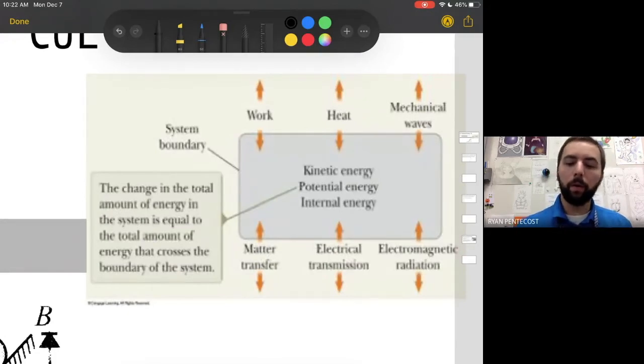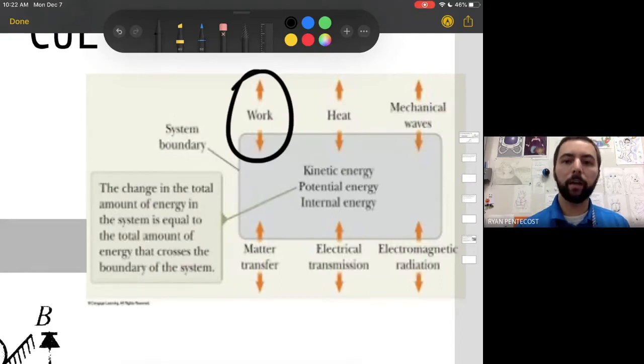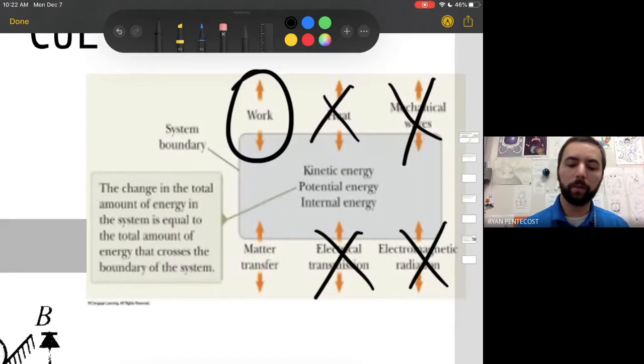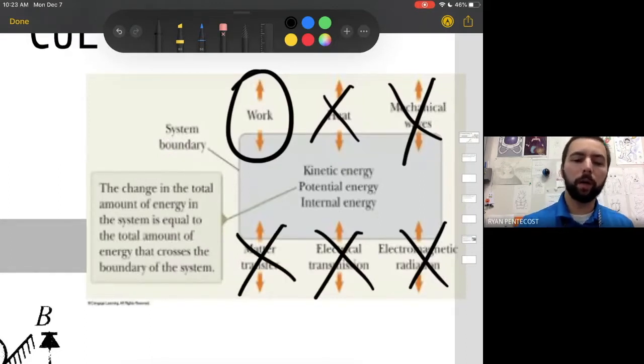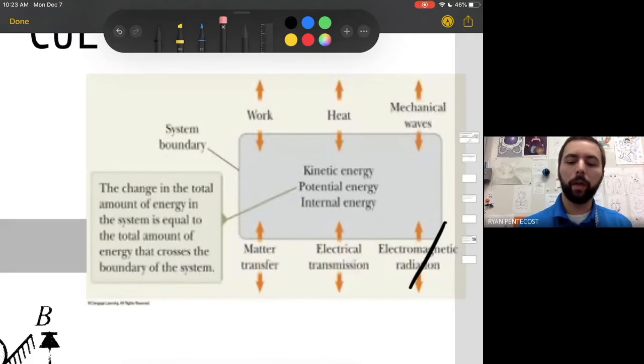So what we're really only going to talk about in this class is work, adding energy or taking energy out of a system. Okay, we're not going to talk about heat, waves, E&M radiation, electrical transmission, or really any matter transfer, but we will talk about work, taking things out of a system.